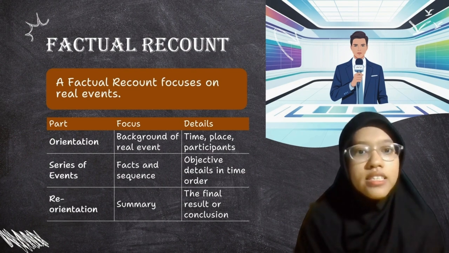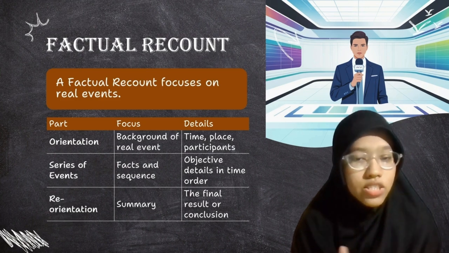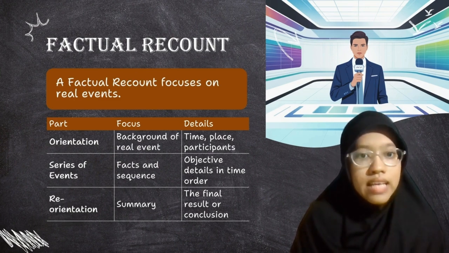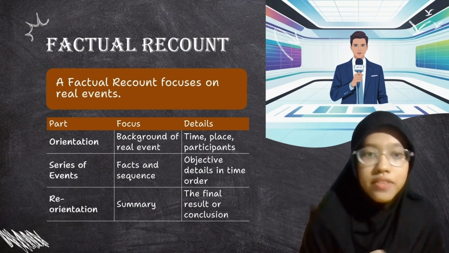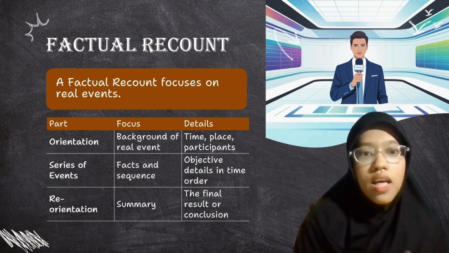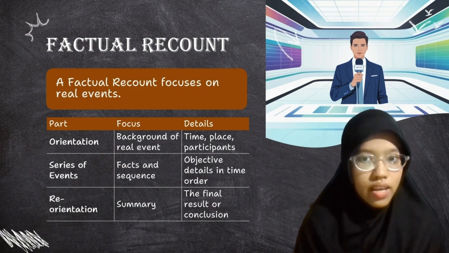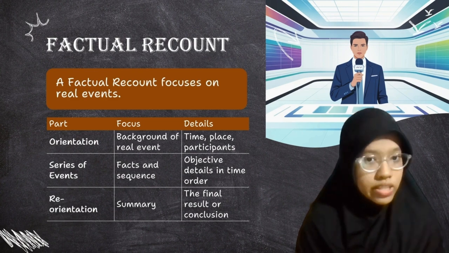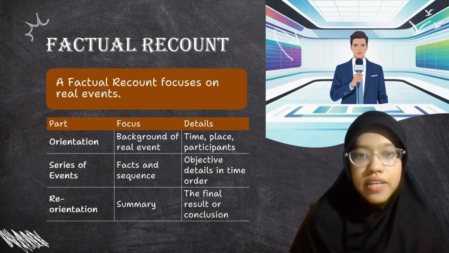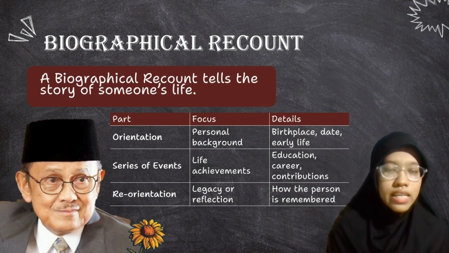Next, second is factual recount. The factual recount is a text that reports real events or information, such as a news report, an accident report, or a scientific record. For the structure, first the orientation provides the factual background: who was involved, when and where it occurred. The series of events explains what happened in time order, but in an objective way. Then the last is the reorientation, which gives a short conclusion or summary of the outcome. In other words, a factual recount is not about emotion, it's about accuracy. It records real events clearly and logically.